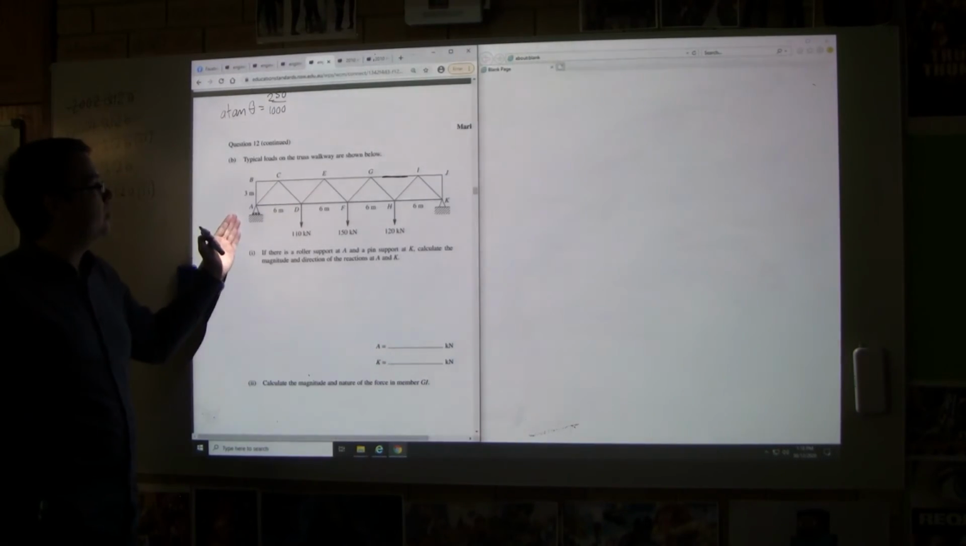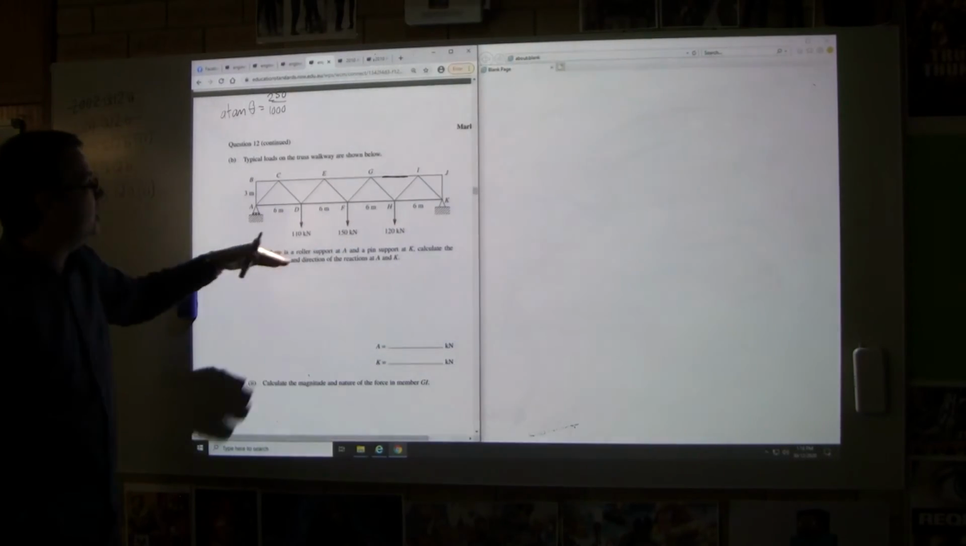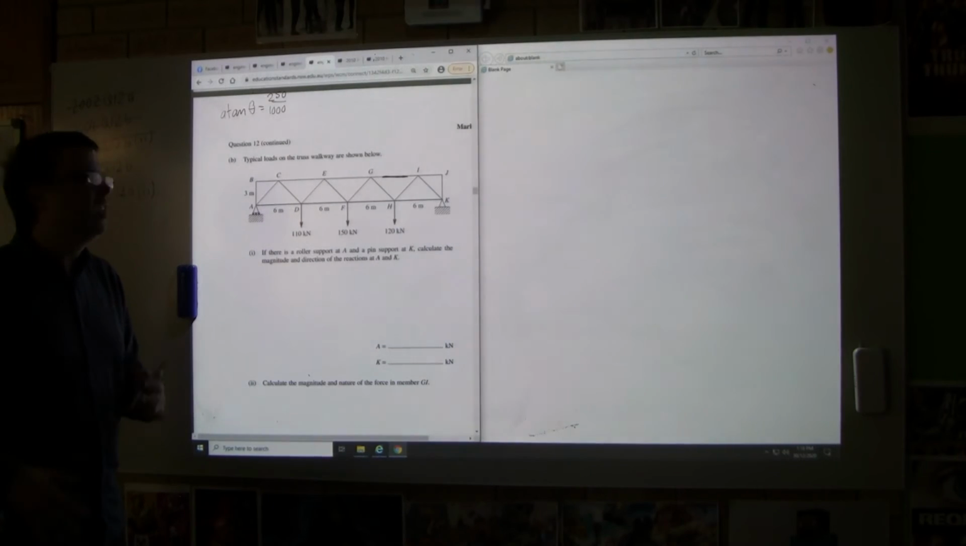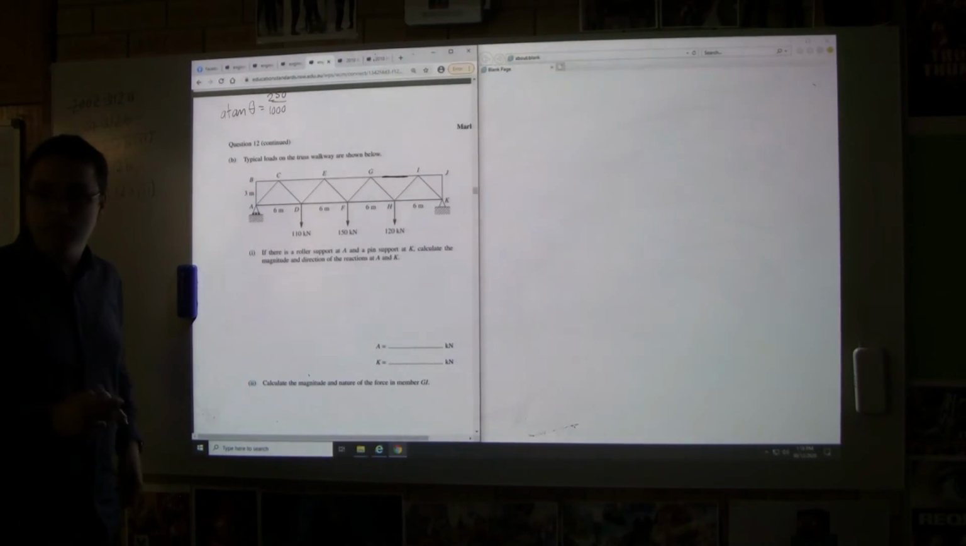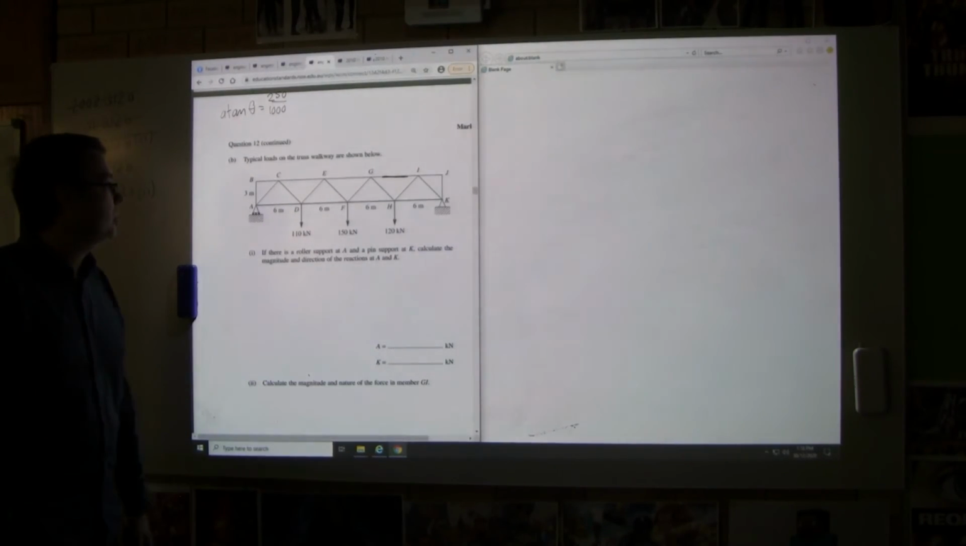Now what we can see is we have Ricky the roller and Penny the pin. There's no horizontal component, no forces pushing left or right, so it doesn't really matter which side's the roller and which side's the pin. What we can see is, it's not symmetrical, that's a shame.